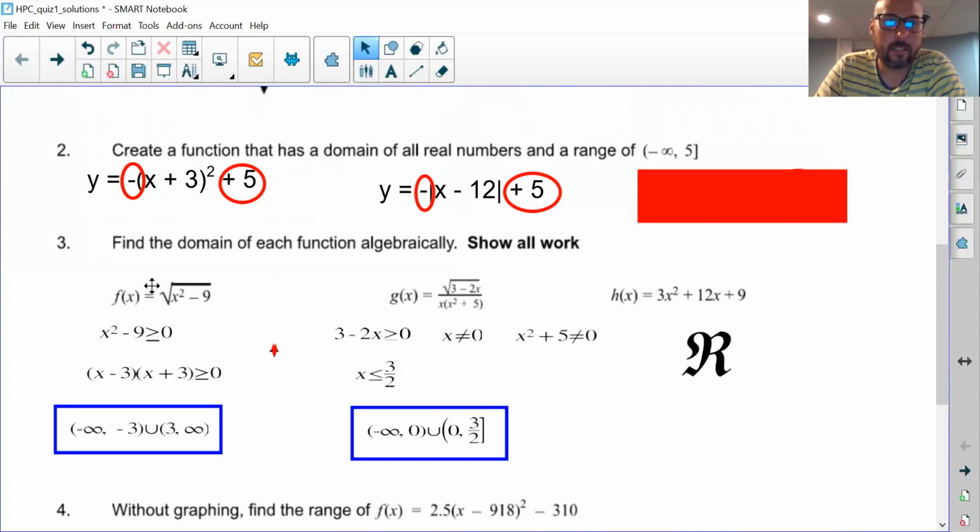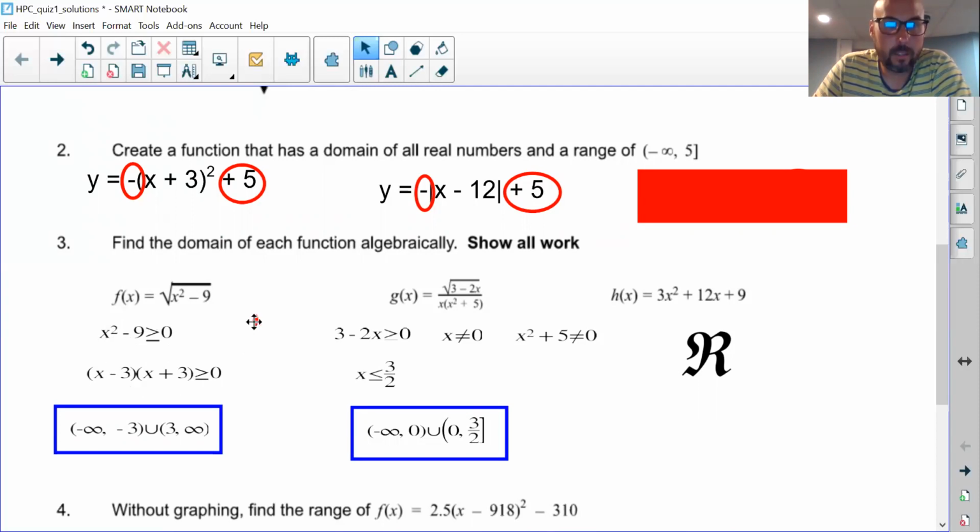f is the square root of a parabola. Now, hold on a second. You can't take the square root of negative numbers. And x squared minus 9, not plus 9, you have a threat of taking the square root of a negative number. So the work, showing your work, convinces me that you know exactly what's going on and it supports your answer. x squared minus 9 cannot be negative, so greater than or equal to 0. And x squared minus 9 factors: (x minus 3)(x plus 3).